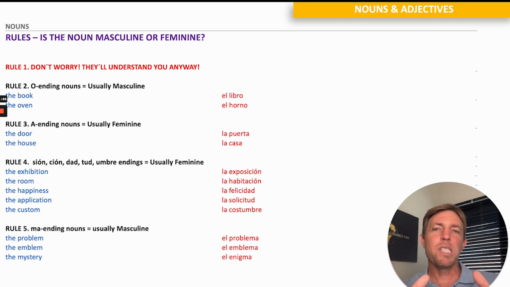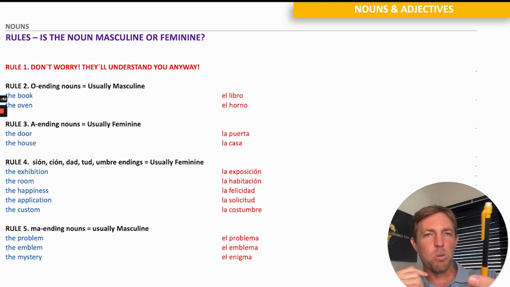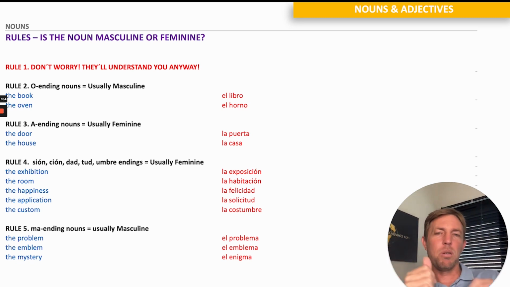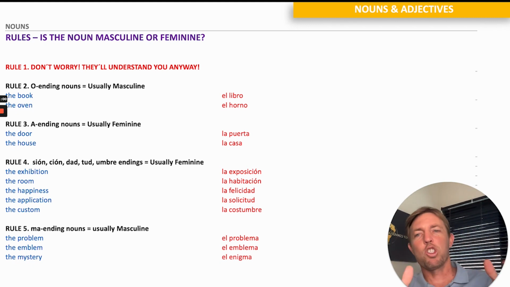So basically, the King of Spain said that a telephone was going to be masculine and a pencil was going to be masculine and a wall was going to be feminine. That was it. There was no rhyme or reason. It just is what it is. All right? So don't try to figure it out. Rule number 3. Nouns that end in an A, usually feminine. The door, la puerta, feminine. La casa, the house, feminine.